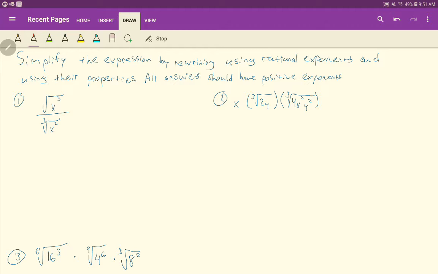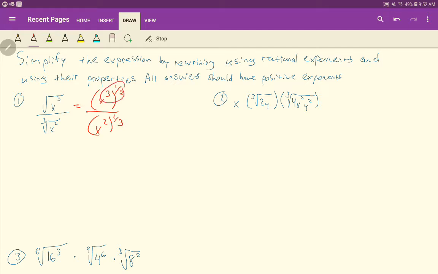All right, so what we're asked to do here is to simplify the expression by rewriting using rational exponents and using their properties. All answers should have positive exponents. So looking at this, we'll just use what we talked about yesterday. We have a square root there. Remember that a square root is the same thing as raising it to what exponent? It should be the 1/2 power there. And then right here, we have a cube root, and so what exponent is the same as a cube root? Well, that'll be 1/3.